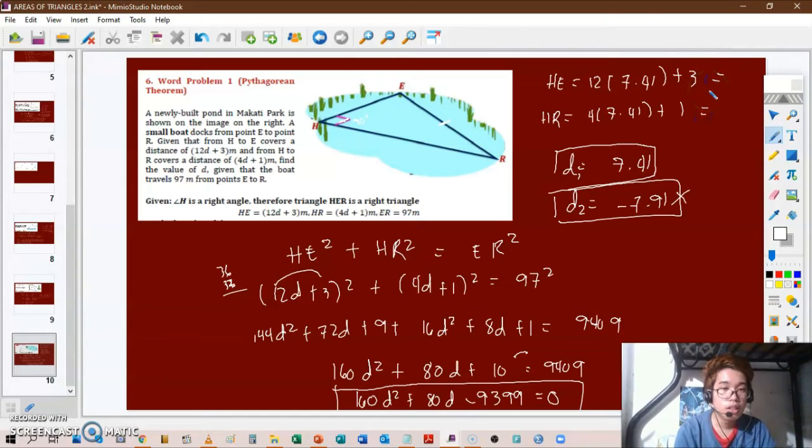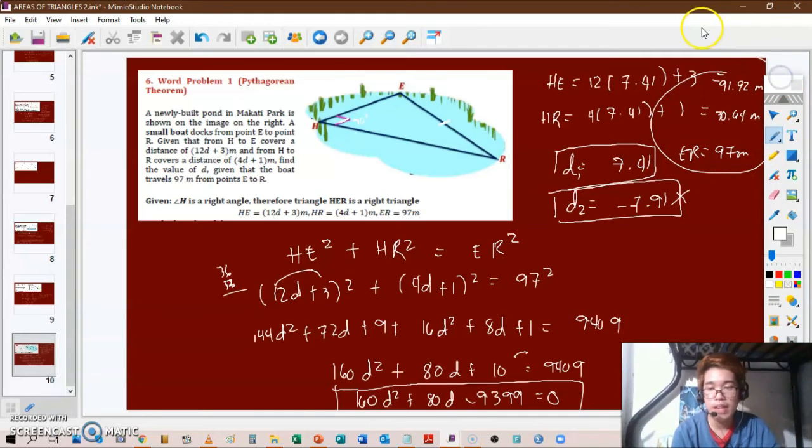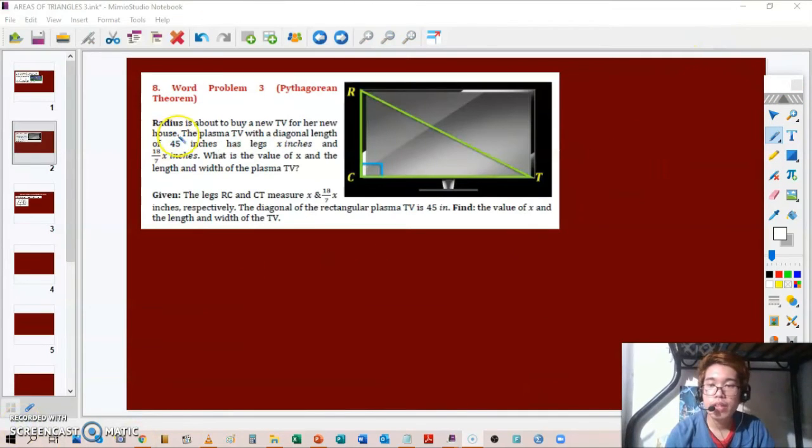So that's going to be 12 times 7.41 plus 3, which gives you 91.92 meters. And for this one, this is going to be 7.41 times 4, and then plus 1, so that'll give you 30.64 meters. While the hypotenuse itself, which is ER, is equal to 97 meters. Okay, so we have here another Pythagorean problem.